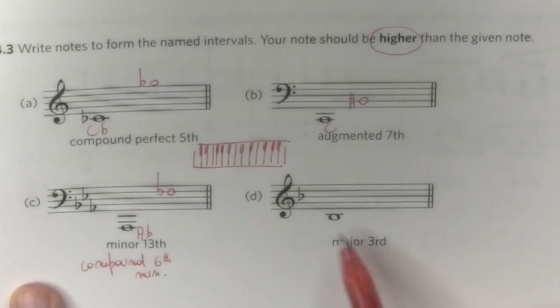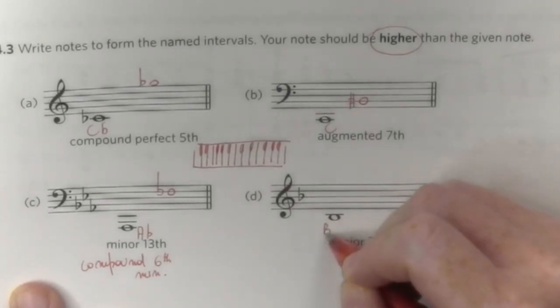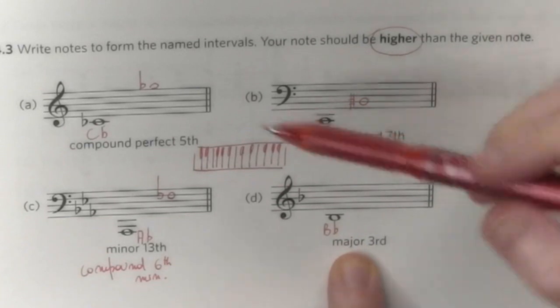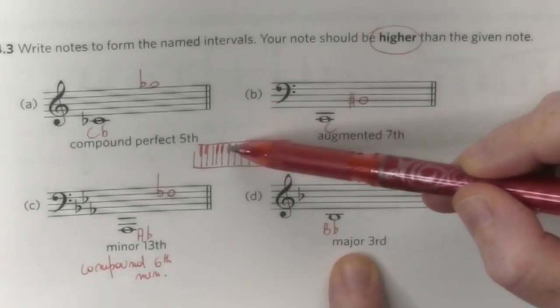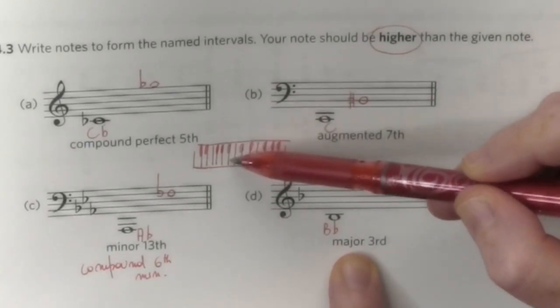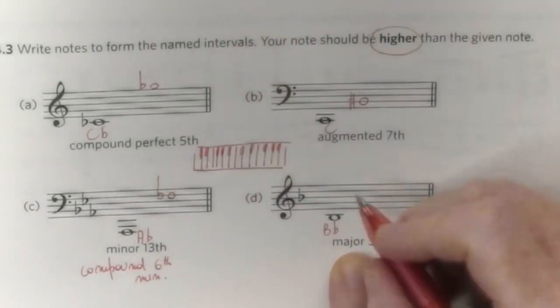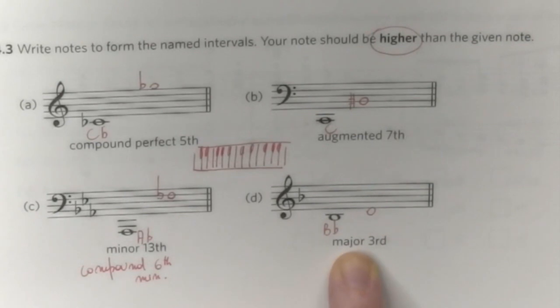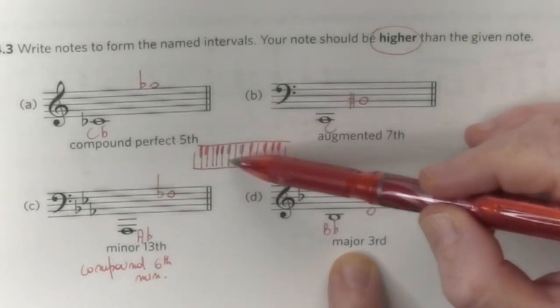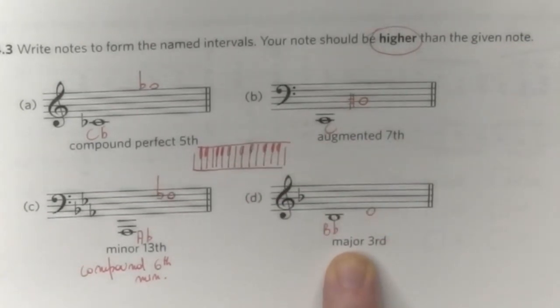Last example, B flat. A major third from B flat, two tones apart, one and two. D, si, do, re. That's all. Two tones, one and two, re. Perfect.